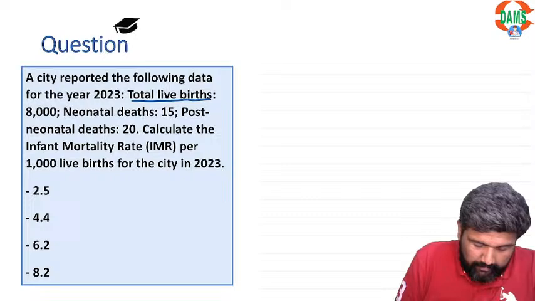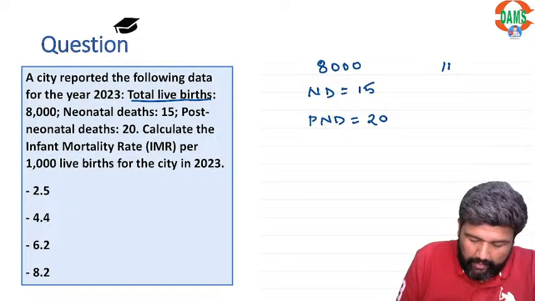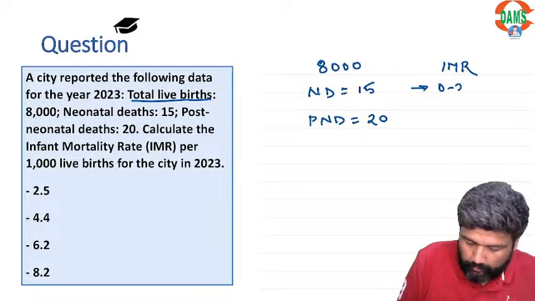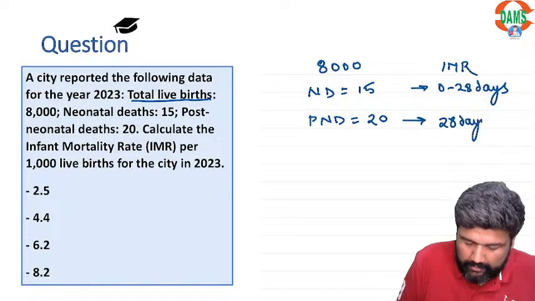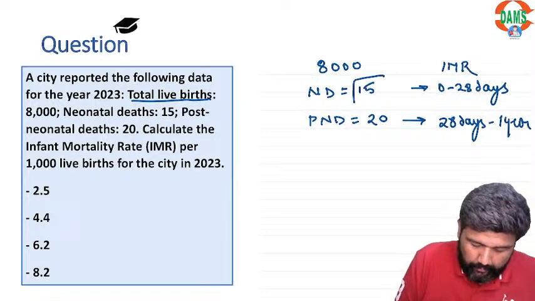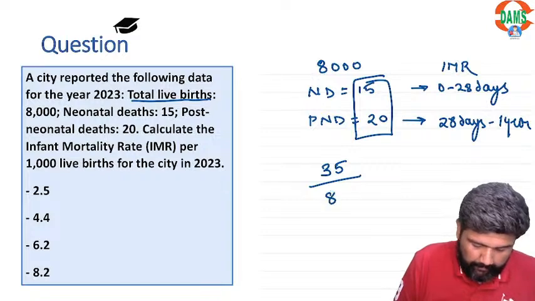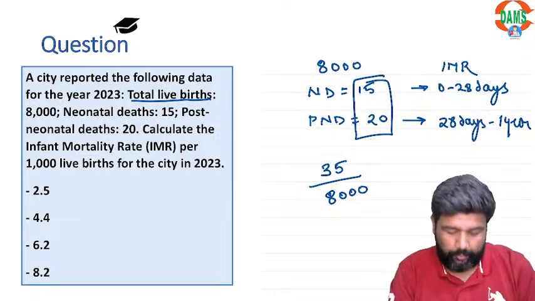Now, a city reported the following data. Total live births 8,000. Neonatal deaths 15. Post neonatal deaths 20. Calculate IMR. Guys, what is neonatal death? It is 0 to 28 days. What is post neonatal death? 28 days to 1 year. So when you calculate, you will get total infant deaths divided by total live births.